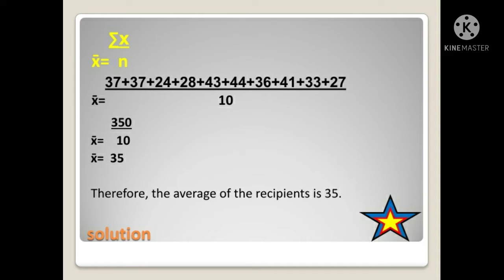Add all the ages of the recipients, which is 350, and then find n, which is 10. Then mean is equal to 350 divided by 10, so mean is equal to 35. Therefore, the average age of the recipients is 35.